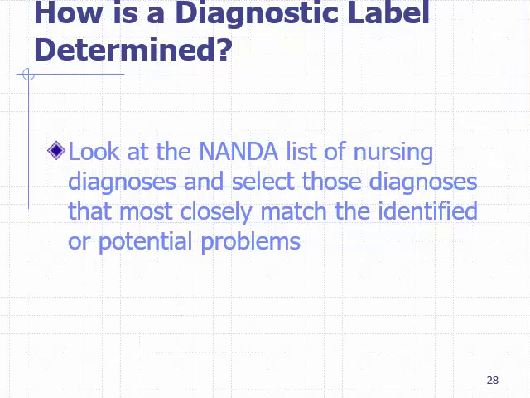So, you have your information, you're taking a look. So then what the nurse does is she looks at the NANDA list of nursing diagnoses and selects those diagnoses that most closely match the identified or potential problems. So the nurse here is thinking critically and analytically in this process because some of these things can cross over. It could be fluid retention, or is it CHF? I mean, she has to decide which one it's going to be.